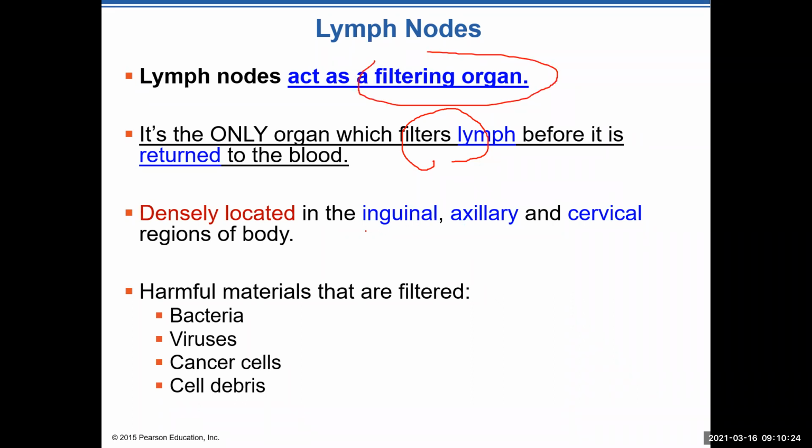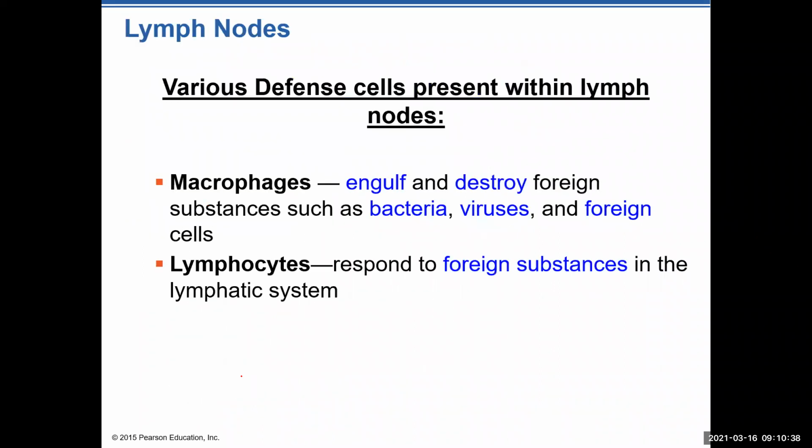And I told you that they're densely located in the inguinal, axillary, and cervical regions. I already showed you that, right? So all these things are filtered whenever lymph enters a lymphatic organ called a lymph node. So what are lymph nodes rich in? When you cut a lymph node, you see that they are rich in macrophages, and they engulf and destroy bacteria, viruses or foreign bodies. They're also rich in T cells and B cells, your lymphocytes. So you can find T cells, B cells, and macrophages in the lymph nodes.